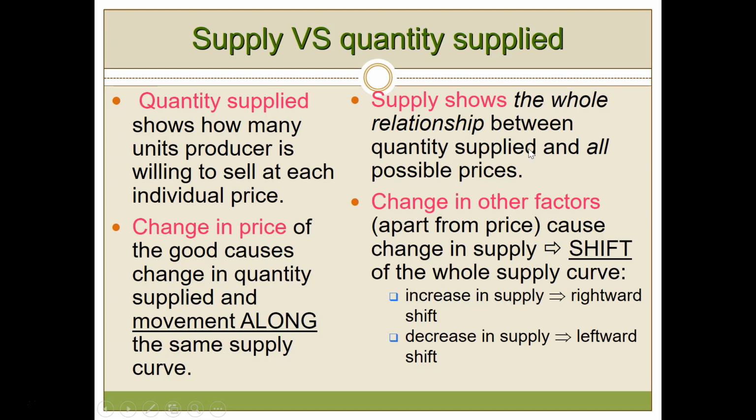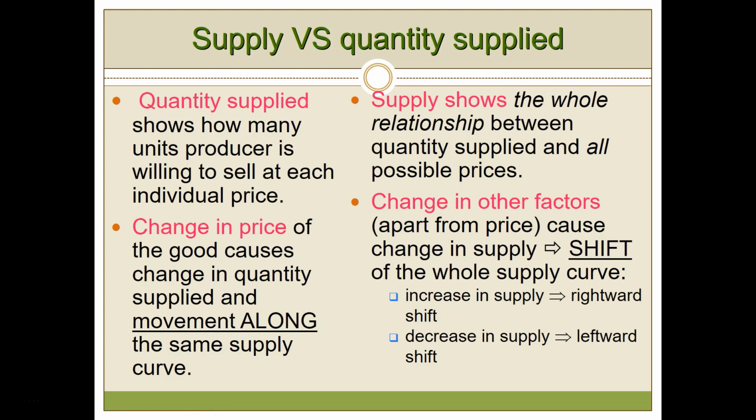What does this mean? This will have implications for our graphical analysis. When we experience a change in the price of our good, this will imply that quantity supplied will change and we will move along the same supply curve. Higher price, higher quantity; lower price, lower quantity. There will be a movement along the same upward sloping supply curve.